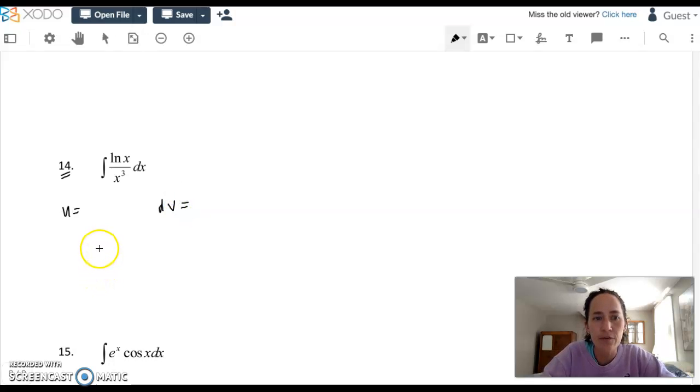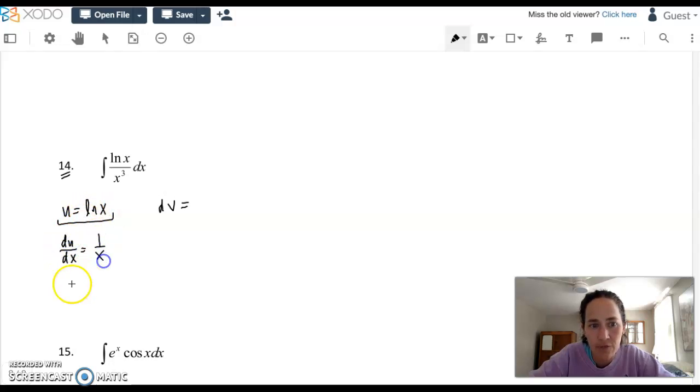So what are you going to pick for u? What part of this really has a derivative that makes it simpler than itself? They kind of both do in a way, but it's always easier if you see ln in the original function, call it u, make its derivative something simpler than itself, that 1 over x. du equals dx over x. And then that way, for the other part, you can save just x to a power that's always easy to integrate.